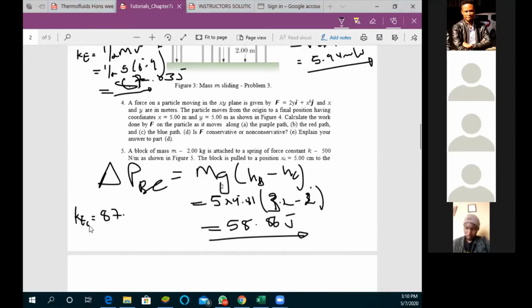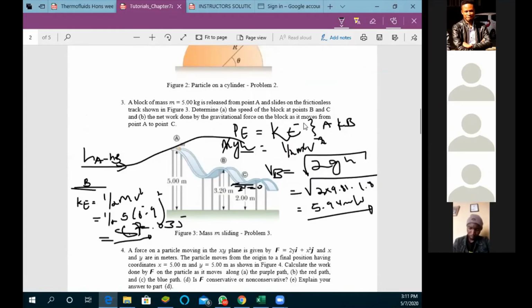Now, the total kinetic energy at C: we just add the kinetic energy at B, which is 87.35, plus this, which is 58.86. This will be the total kinetic energy at point C. What are we getting here? I'm getting 146.21 joules. Okay, don't forget the units, guys. Now, this kinetic energy will help us to find the velocity at point C, using the same formula.